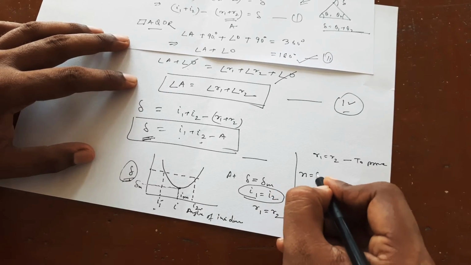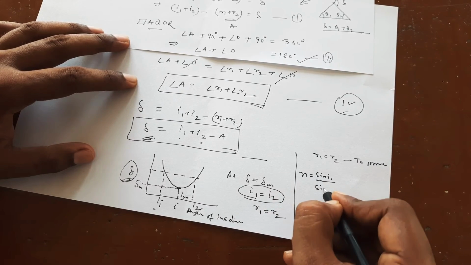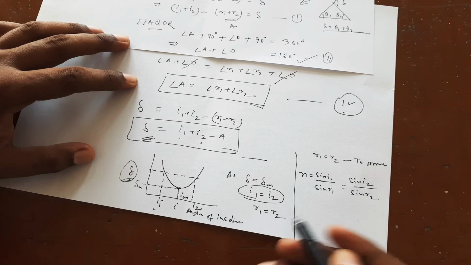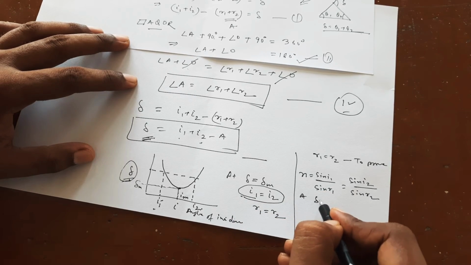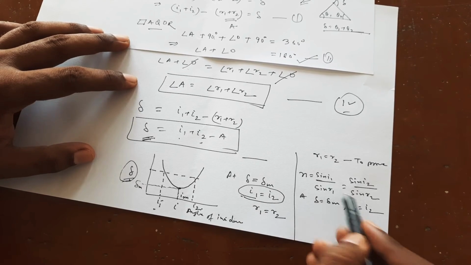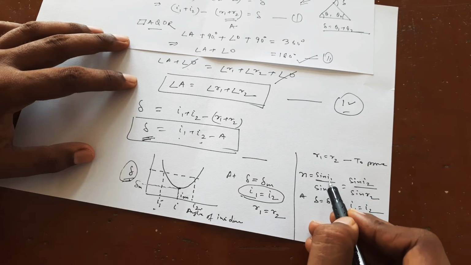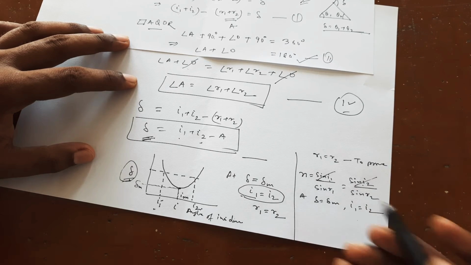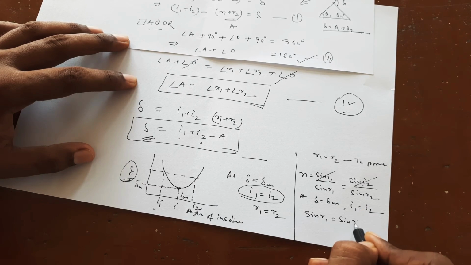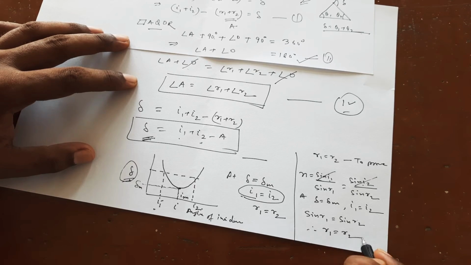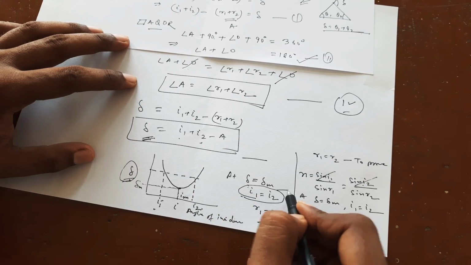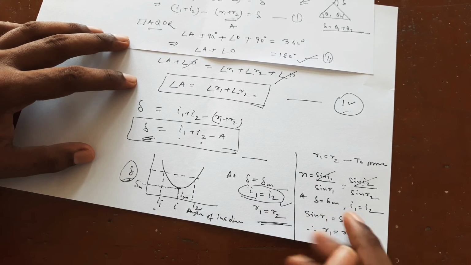So we know very well that n is equal to sine I1 divided by sine R1, equal to sine I2 divided by sine R2. As we know that at delta equal to delta M, I1 is equal to I2, we can cancel out sine I1 and sine I2. So ultimately we will get sine R1 is equal to sine R2, and at last we will get R1 is equal to R2. So we have proved it: at delta equal to delta M, I1 must be equal to I2 and R1 must be equal to R2.